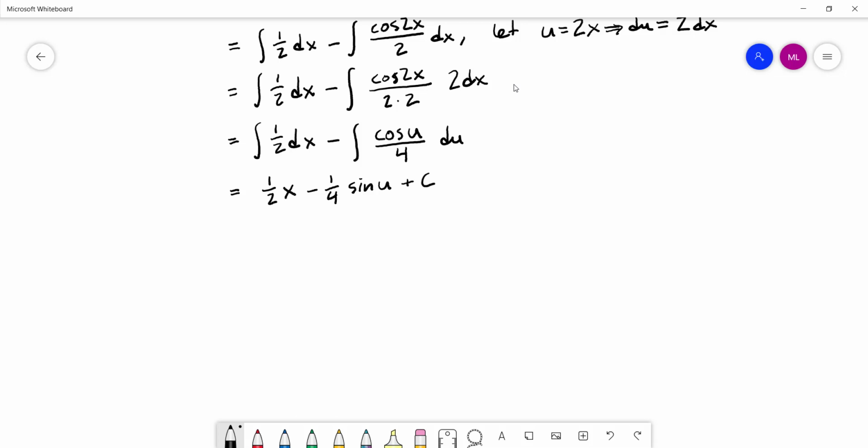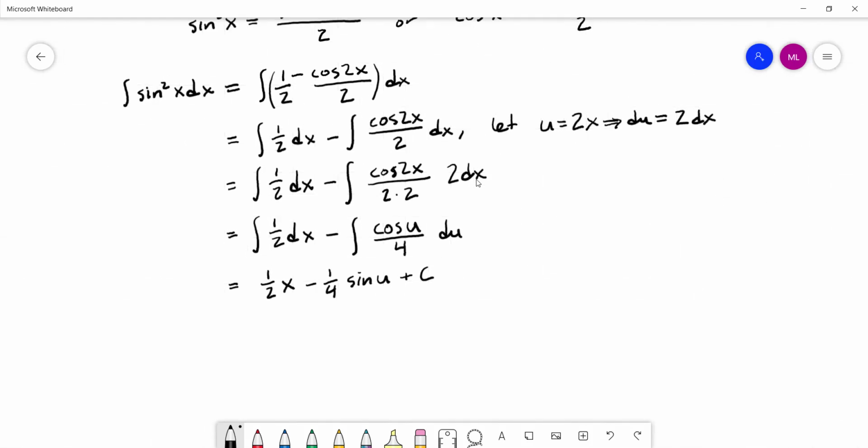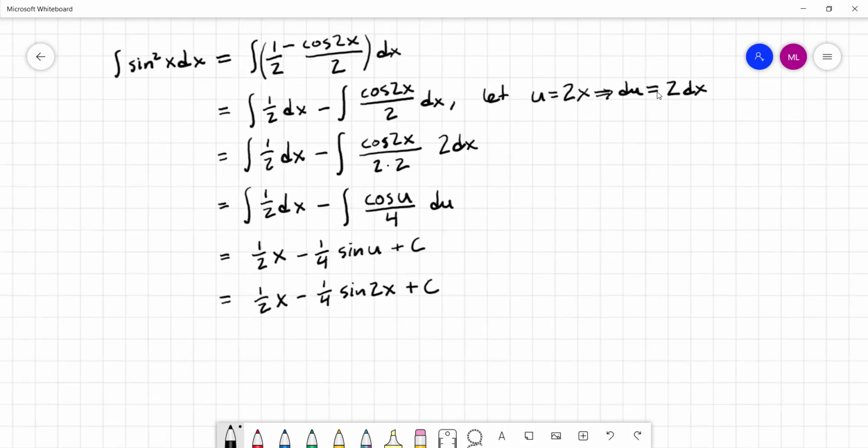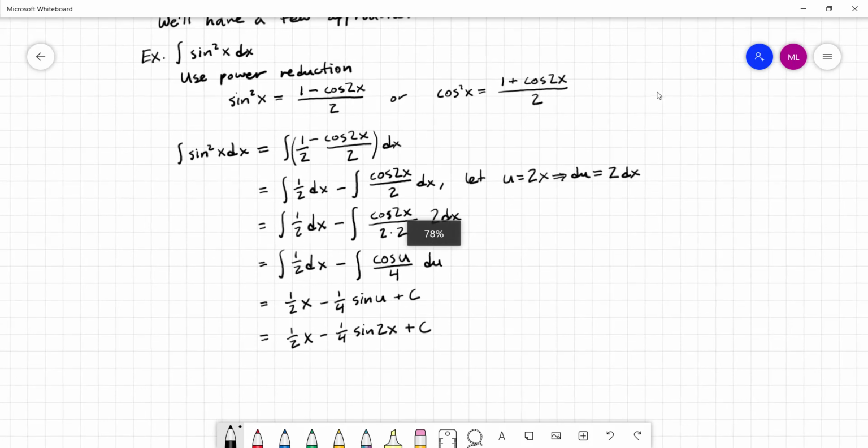And we've got our plus c, and I can't forget though that right now I have it mixed. I have part of my answer written in terms of x and part of it still written in terms of u. U was something we introduced. The original problem was entirely in terms of x, so we need to remember to come back and convert everything to be back in terms of x again. And so I need to replace this u back with the 2x that we started with. And so this final answer in this case is 1/2 x minus 1/4 sine of 2x plus c. So there is our answer for that problem.